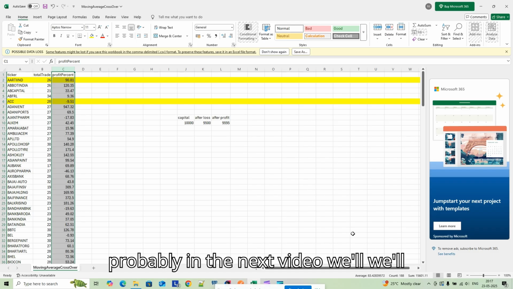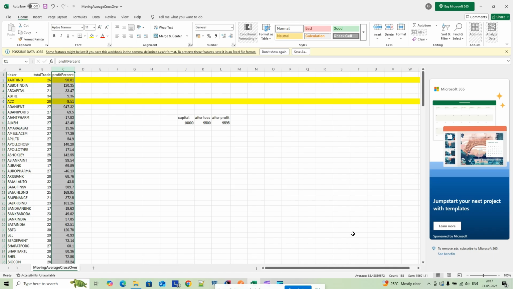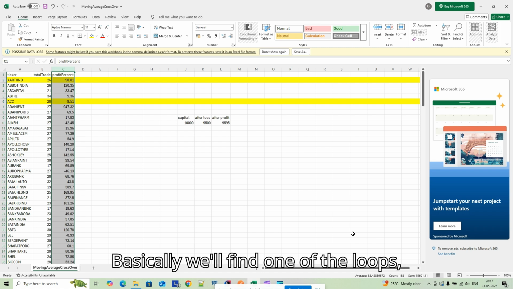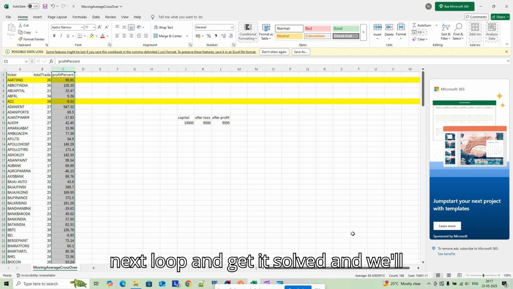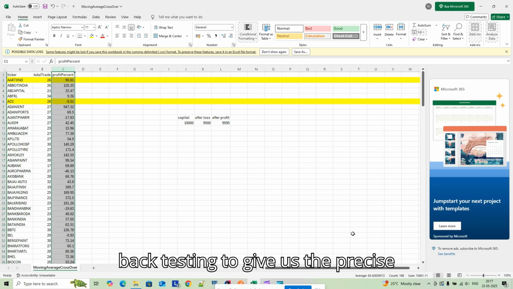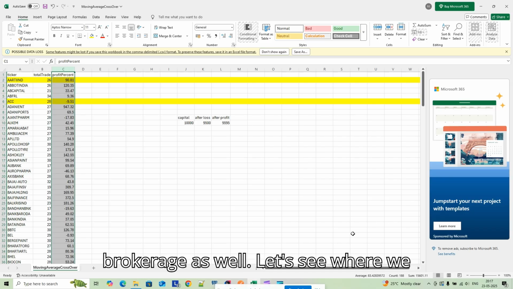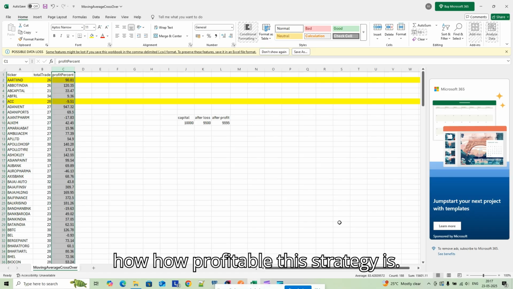Probably in the next video, we'll try to solve one of the loopholes, and then move on to the next loophole and get it solved, and we'll fine tune our strategy or the backtesting to give us the precise results. And on top of it, we have to add brokerage as well. Let's see how profitable this strategy is.